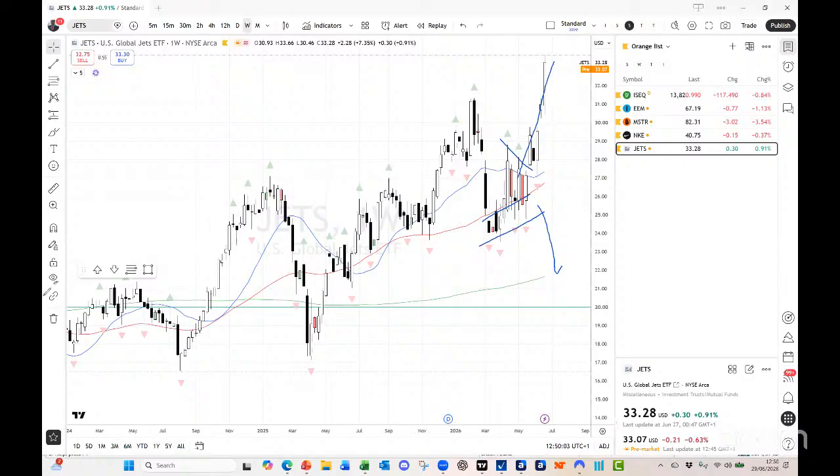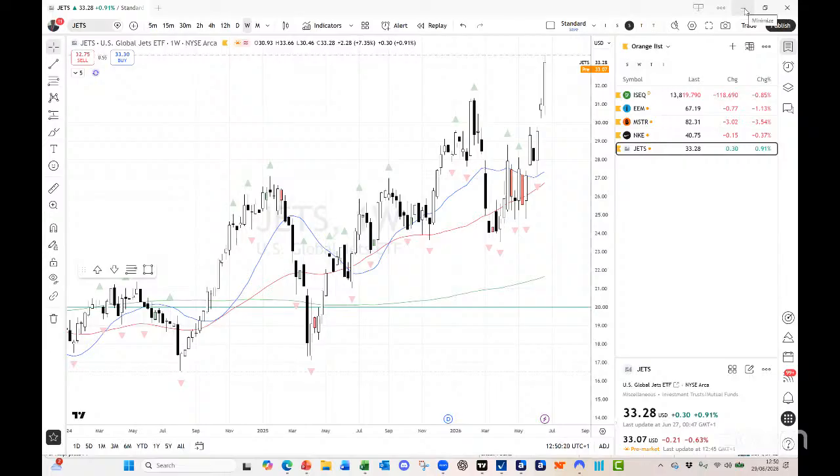But as I said, it's done well the last few weeks, and we have to see whether it can hold on to that. If you look at some of those American airlines, they have also put in significantly good performance over the last couple of weeks. There you go, so that's the charts of interest.